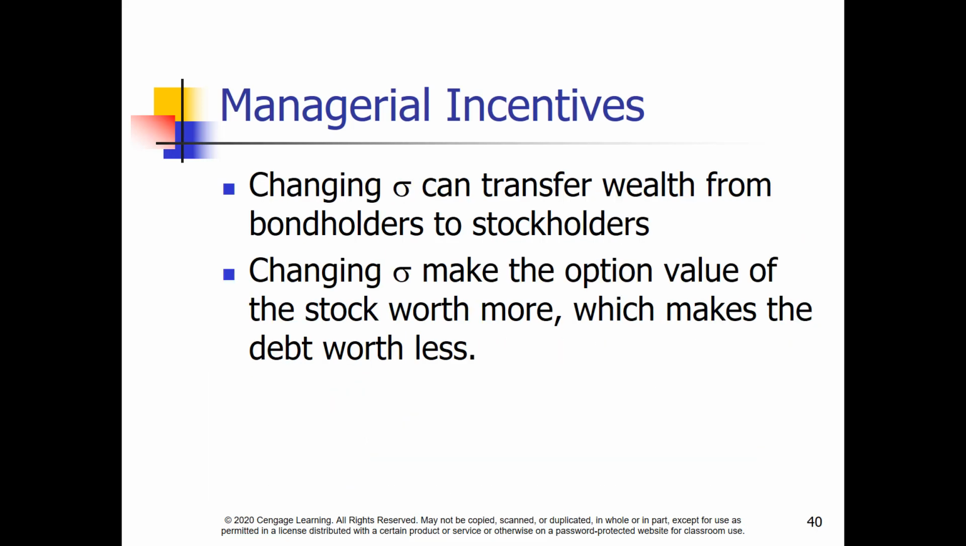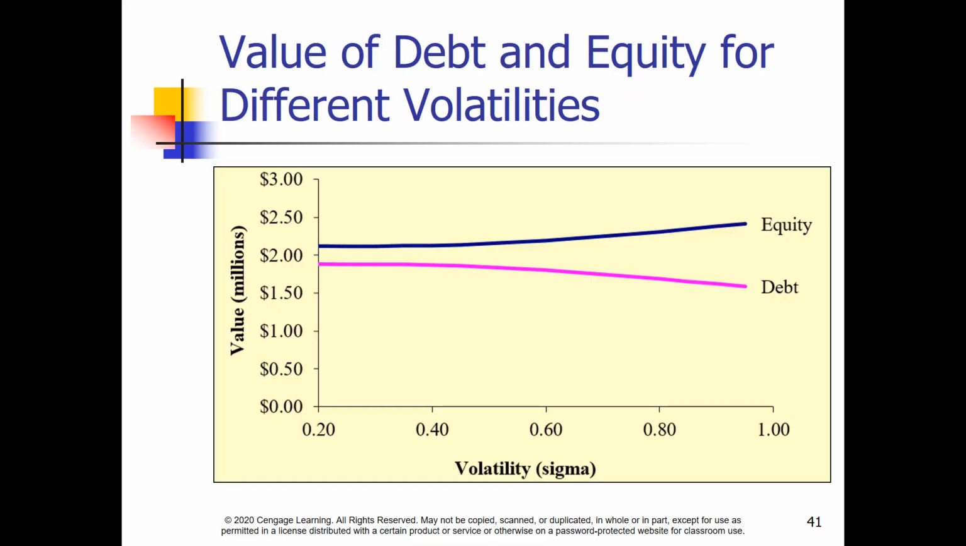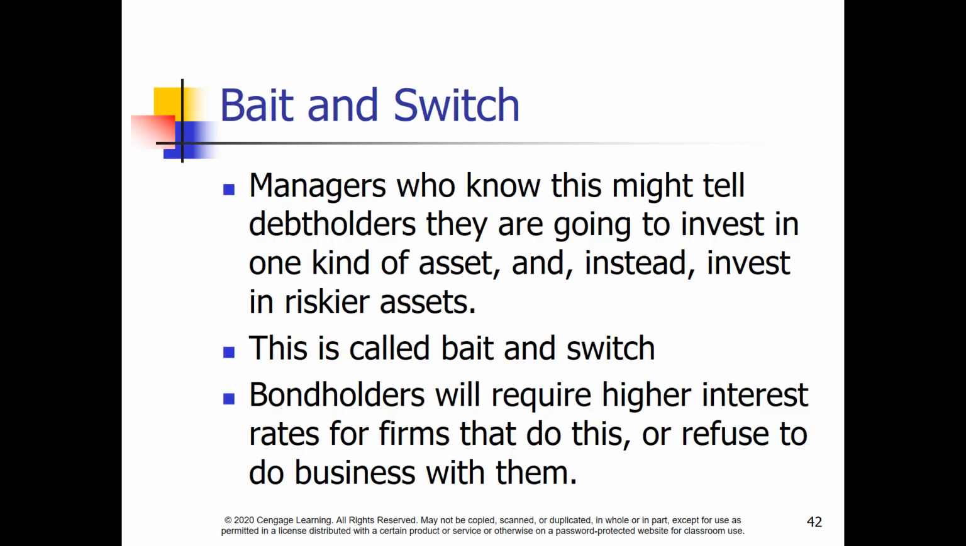Given a set value of the total firm, increasing the volatility increases the value of equity, which reduces the value of the remaining debt. This graph illustrates the effect of changing volatility on the values of debt and equity. Managers who understand this relationship might announce a plan to invest in one type of projects while actually investing in riskier ones. The downside: if bondholders realize what's happening, they'll either demand a higher coupon rate on the debt or simply refuse to buy it.